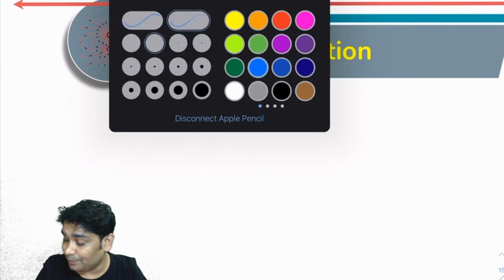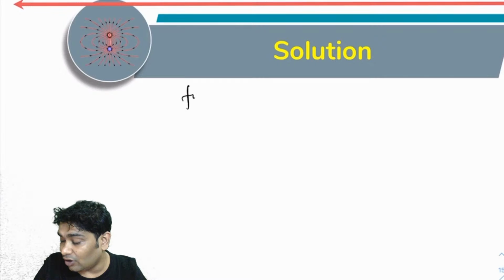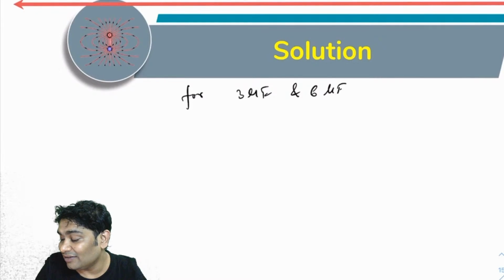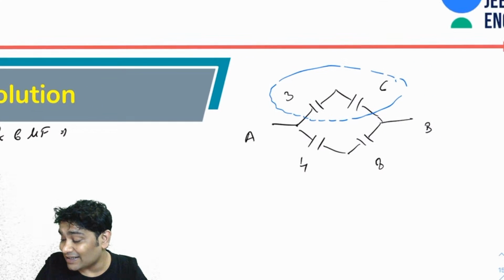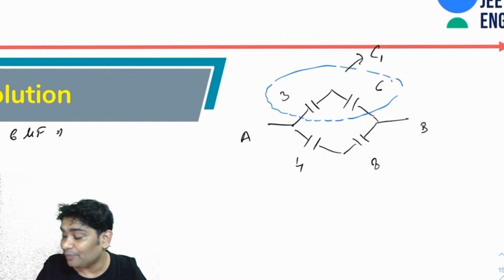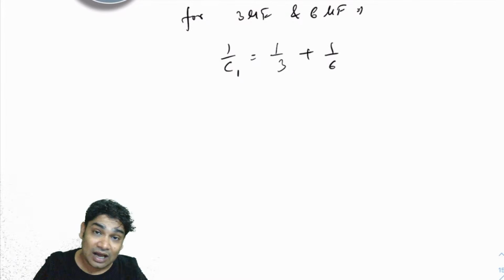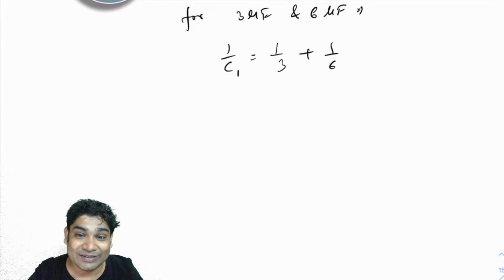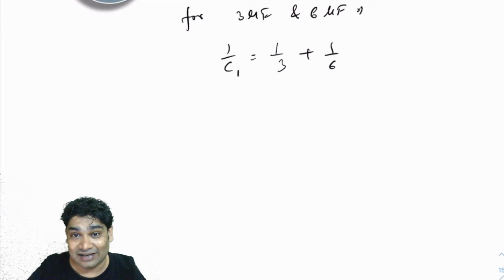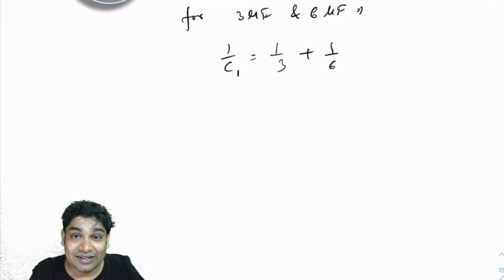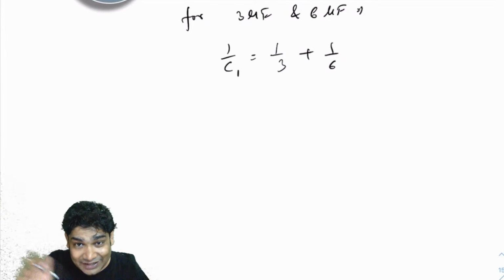So let's write. For 3 microfarad and 6 microfarad, let's consider that their equivalent is some C1. So 1 over C1 equals 1 over 3 plus 1 over 6. Now you need to be careful about this. You need to remember that in case of capacitors, the formulae are reversed from that of resistors. In series, you apply this formula.